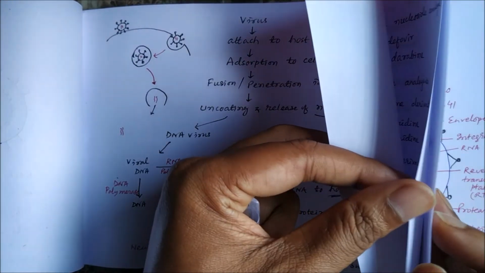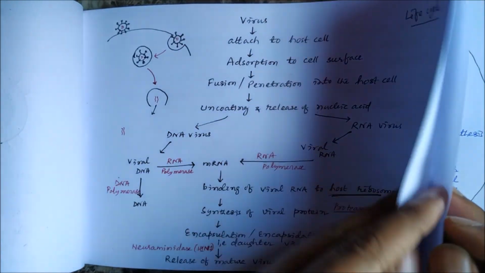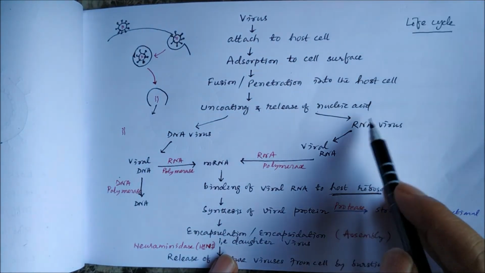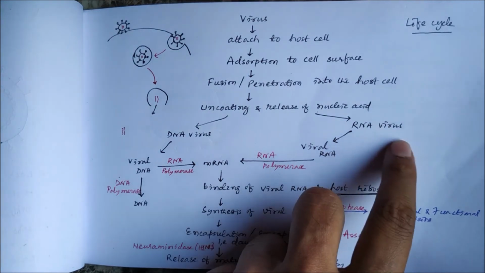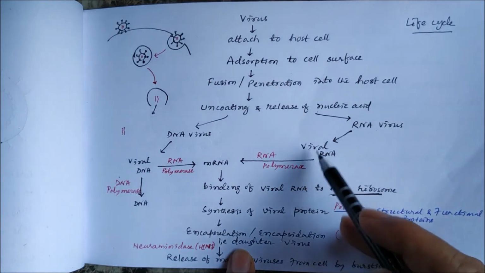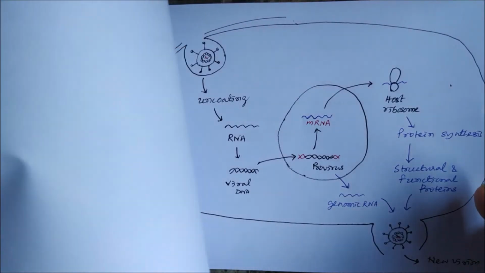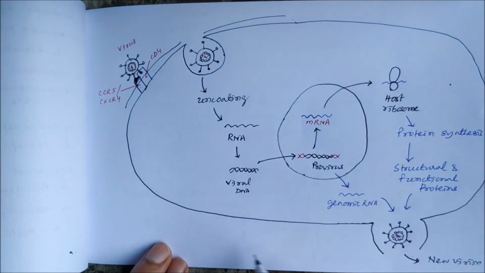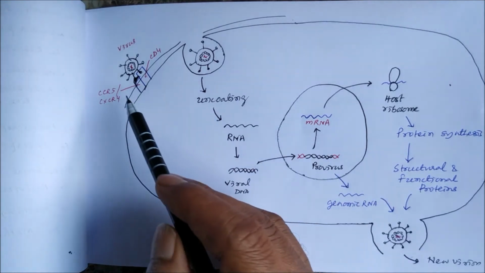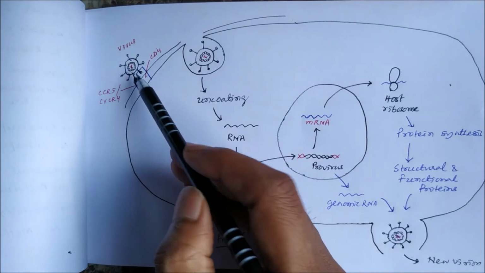Then if we see the retrovirus, one type of RNA virus is retrovirus, which contains reverse transcriptase. So that RNA has to be synthesized to DNA first. So let us see the example of HIV, human immunodeficiency virus. This is a type of retrovirus.